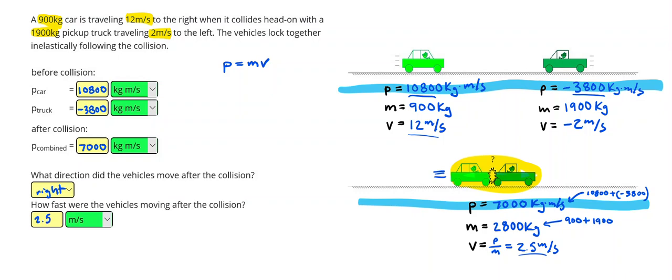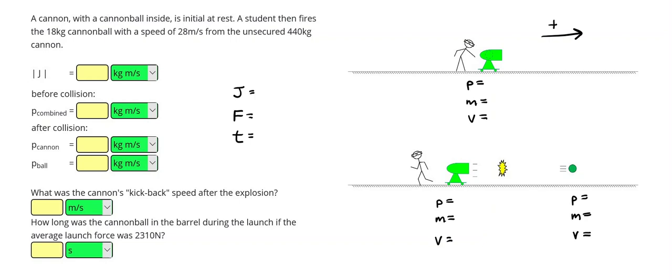Remember, even if you got a negative answer right there, then you'd have left, and when it says how fast, that's just asking for the speed. You'd still type in a positive right here because it just says how fast. Alright, let's go ahead and take a look at our next problem.